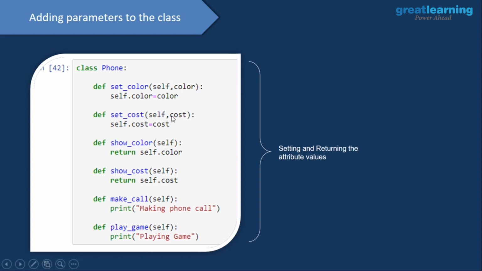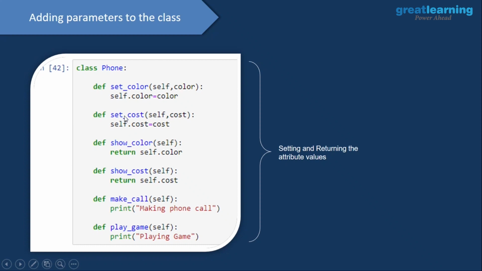Similarly, I have another method called set_cost. This again has two parameters. First is self, because again it is compulsory. Then we have this additional parameter called cost, and I would also have an attribute called cost in the Phone class. What I'm doing is assigning this value of cost to my attribute cost in the Phone class.